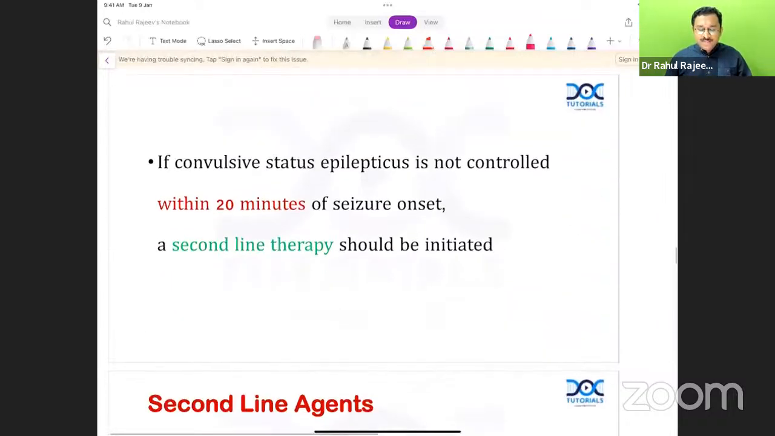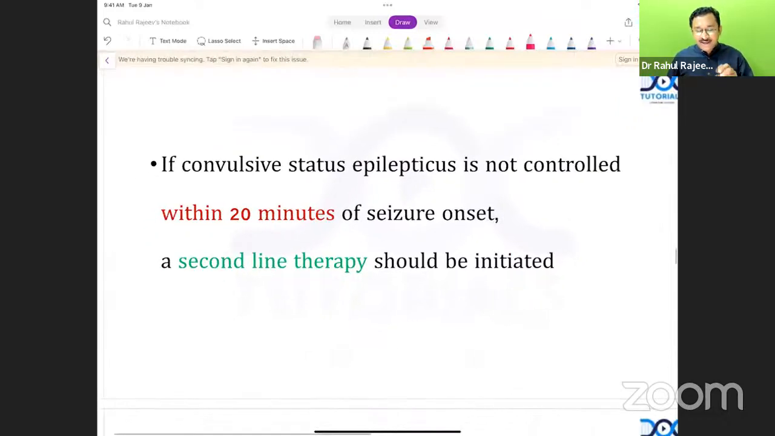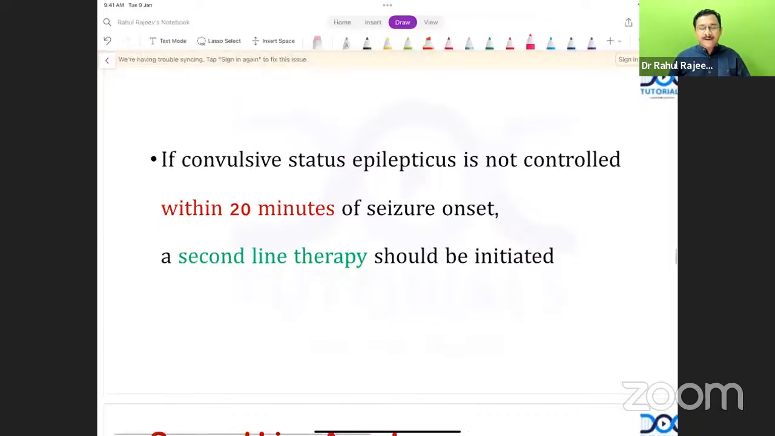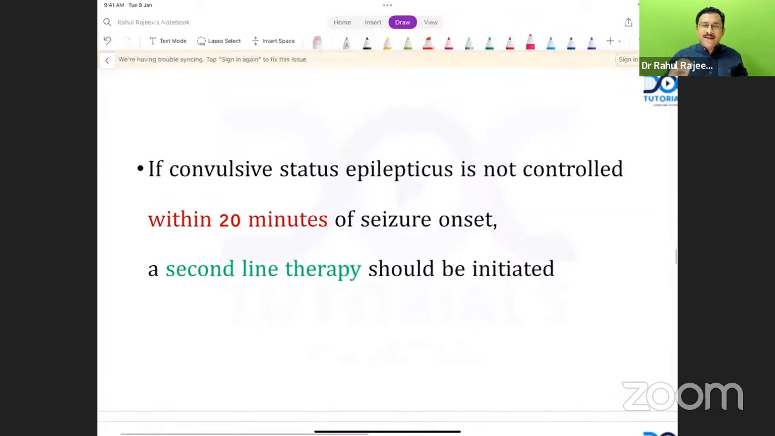Okay, right. Now, what if the first line has been given and the convulsive status epilepticus is not controlled within 20 minutes of seizure onset? In that case, a second line therapy should be initiated. Now, here again, there is a practical problem. If you ask me, sir, is it always necessary to start a second line agent? In common practice, many a time we do go for the second line. But suppose it is a reversible cause, like the one that I mentioned earlier, hyponatremia or hypoglycemia, in that case, first line alone is enough. But anyway, if the seizure is not controlled within 20 minutes of seizure onset, definitely you will have to go for a second line therapy, no doubt about it.